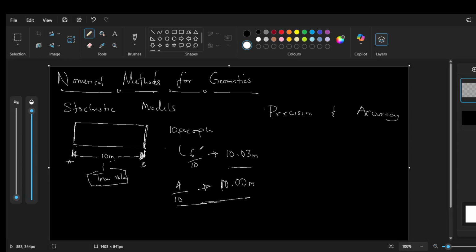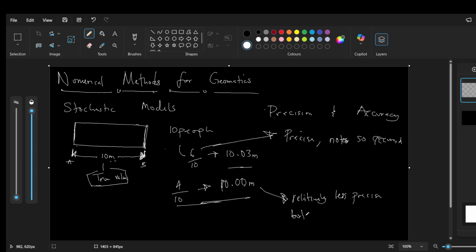So these 6 people's measurements of these 10 meters are precise but not so accurate. These 4 people, on the other hand, are relatively, by relatively I mean when you're comparing to these 6, relatively less precise but more accurate than these.